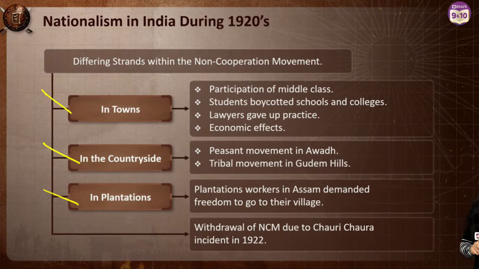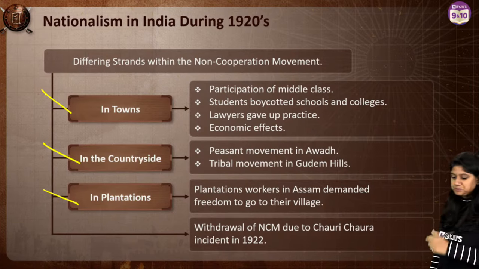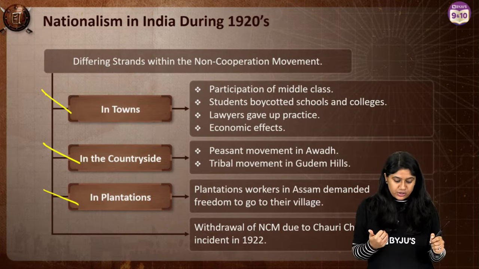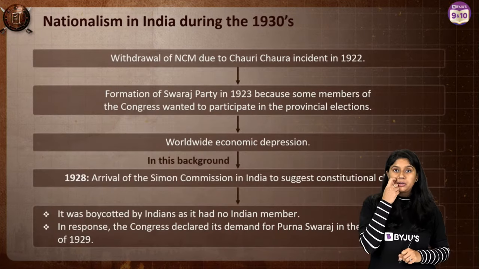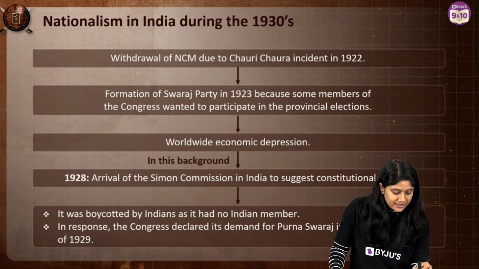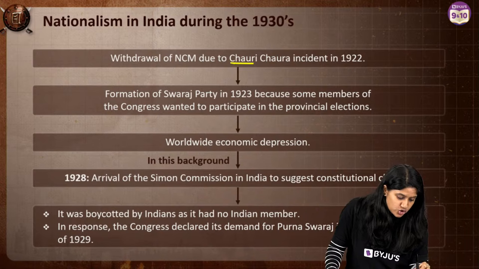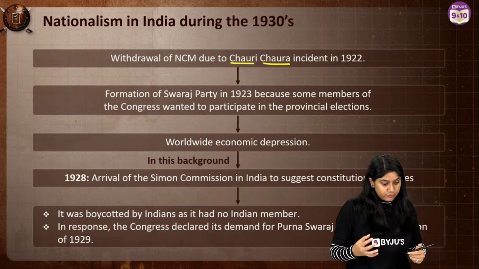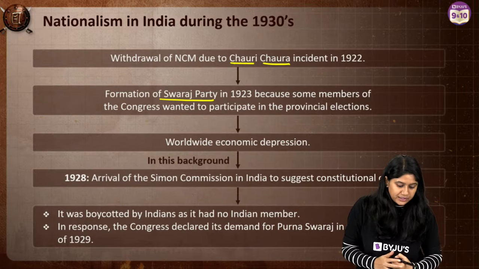We discussed how the town people responded. They gave back their titles, their jobs, their schools, right? In the countryside, it was taken in a very different way. We talked about Awadh, and the Gudem Hills in Andhra Pradesh. Then we talked about the plantation workers. Then, of course, we talked about the end of the non-cooperation movement by the incident at Chauri Chaura, and Gandhiji called off the non-cooperation movement. Then we saw the formation of the Swaraj Party.